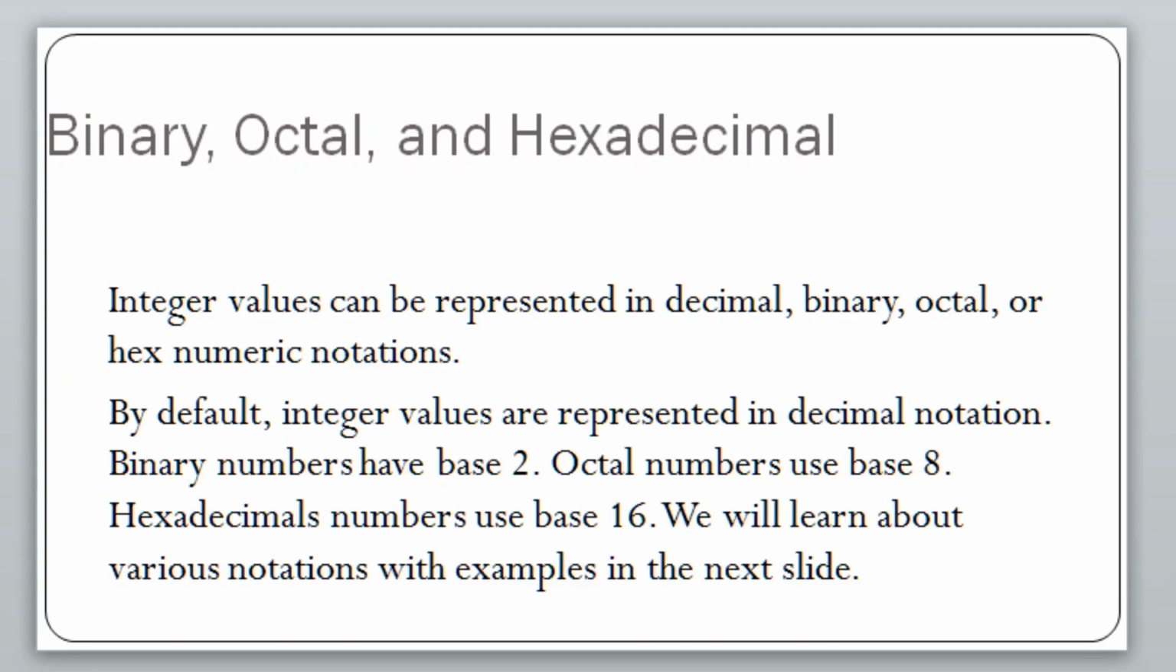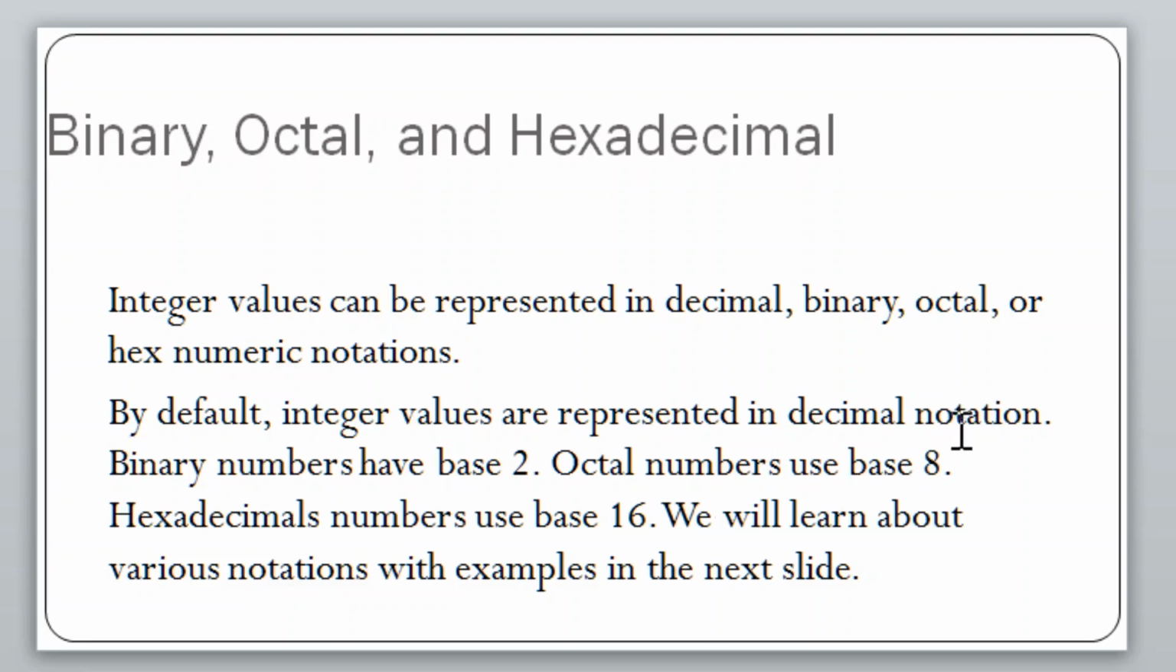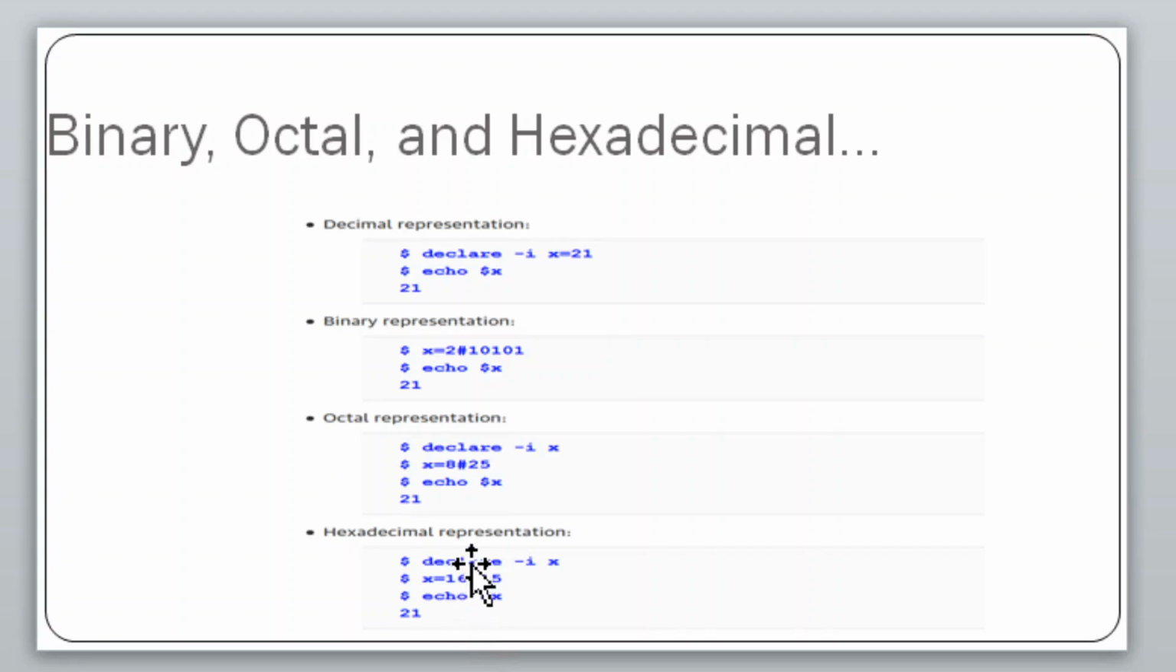Because binary has a base 2. For the octal representation, we do a declare -i x, and x is going to equal 8#25, and then echo x, which is going to come out to 21, because octal has a base 8. And as you can guess, the next one's going to be 16, so declare -i x, x equals 16#15, echo x is going to equal 21, and that's the hexadecimal representation.